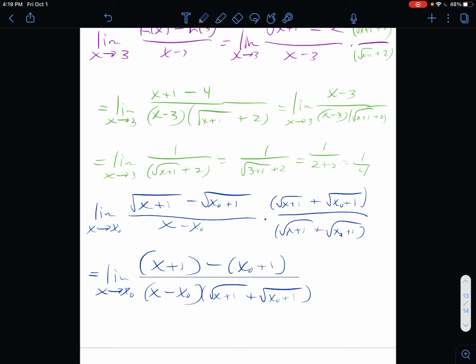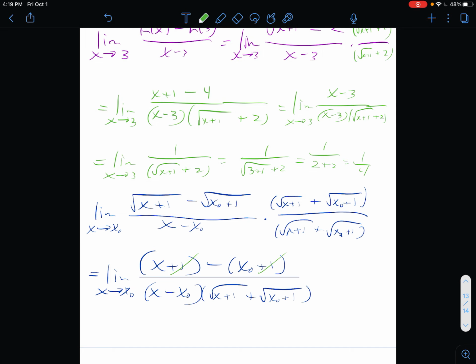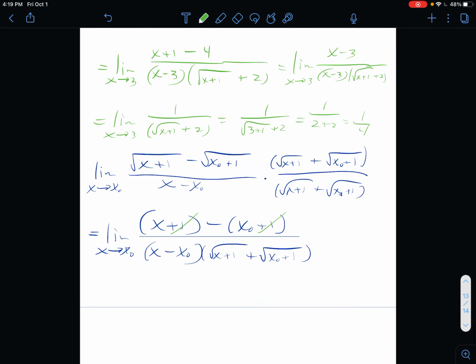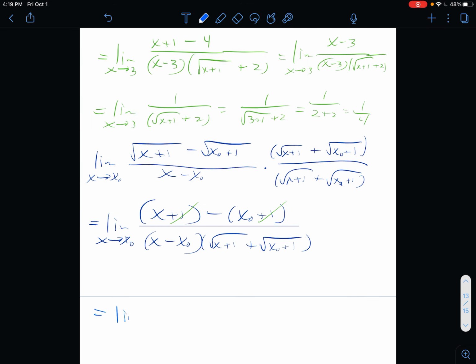You'll notice here the minus ones cancel. So our numerator is in fact x minus x naught, which will cancel with the x minus x naught in the bottom. So after cancellation, what I actually have here is just a 1 in the top over root x plus 1 plus root x naught plus 1.